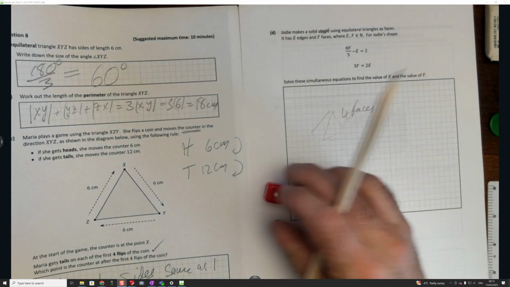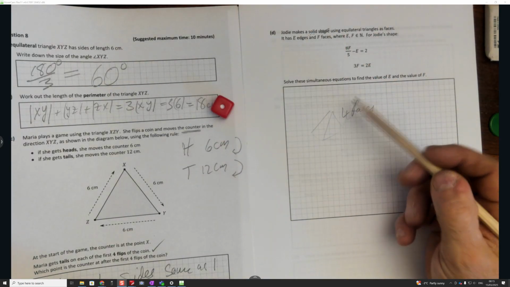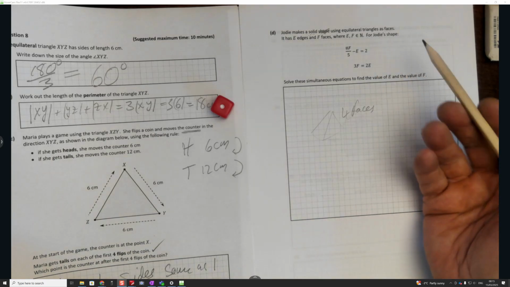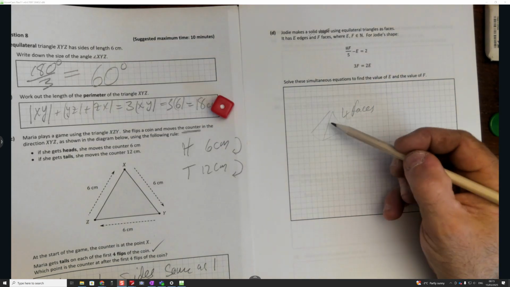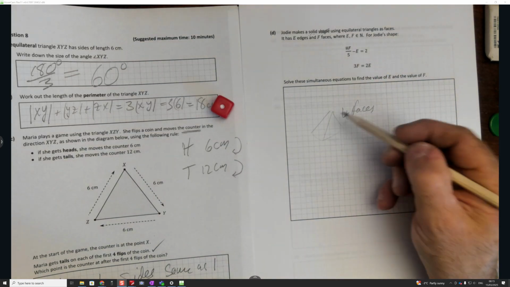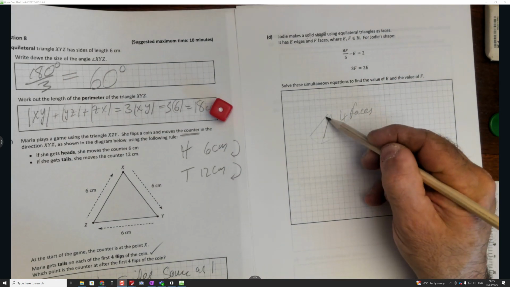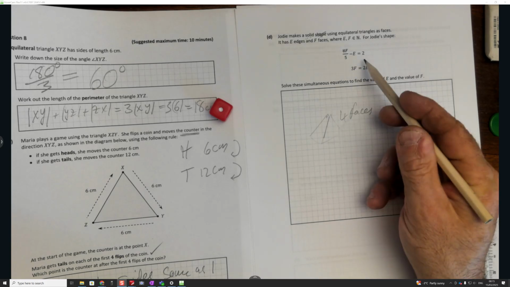And we could start using the rest of it, but I think they're going to give us the maths. We could start modeling it and make it an investigation, but look, we're in an exam, so we have to drive on. It has E edges and F faces. You know what? We could actually answer the question without any algebra.